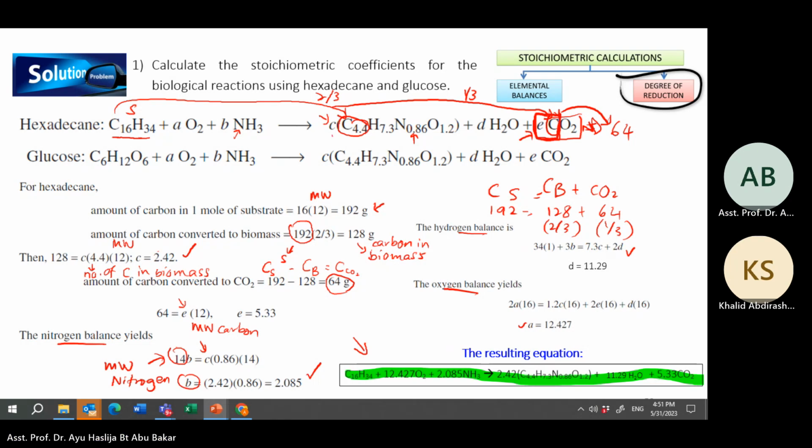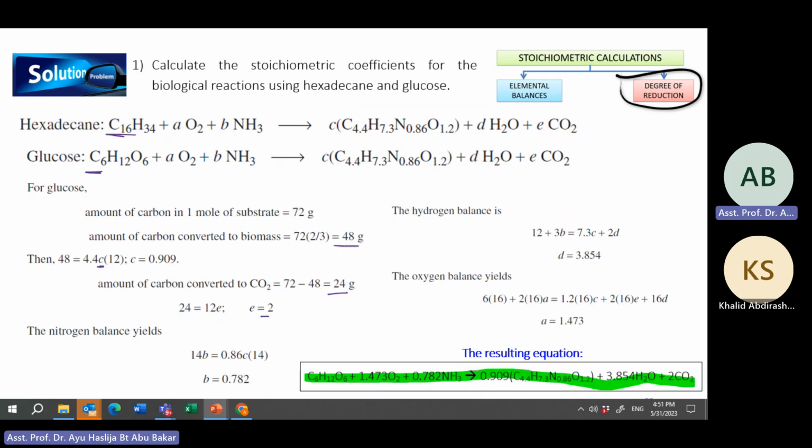Any question? Simple calculation, but then you will need to know how to start, which infos to extract. Now, same thing for the glucose. This one is for glucose. Similar step. Find the amount of carbon in the substrate. Then in biomass. Then find out the unknowns by doing the math.